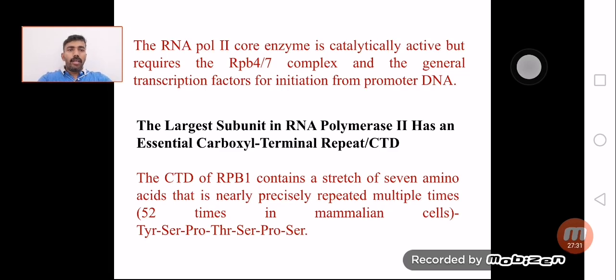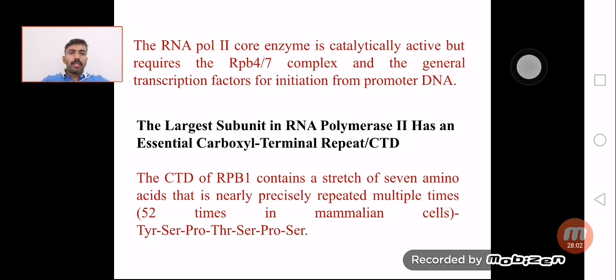That means of the different subunits in the RNA polymerase, we have the largest subunit denoted as RPB1, just like the beta dash subunit in bacterial polymerase. The RPB1 is the largest subunit, and the carboxy terminal domain of the RPB1 is essential and important for the RNA polymerase activity, or clearly for the transcription mechanism.